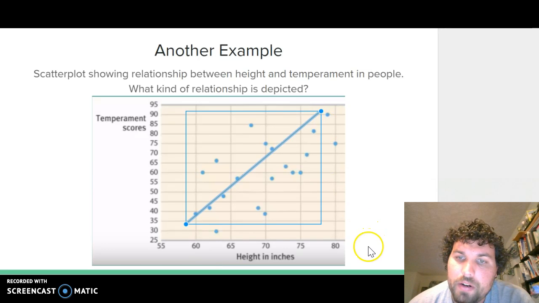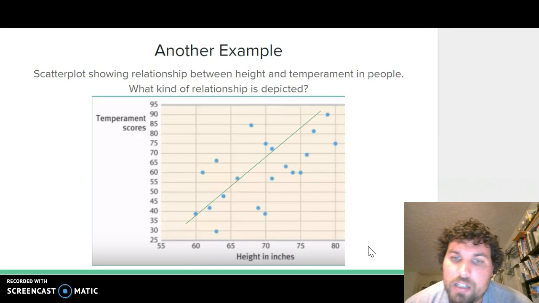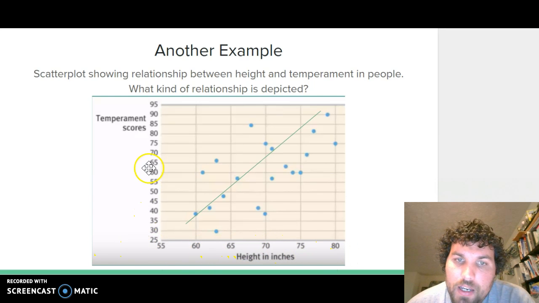And so what this will bear out is that it's going to be a positive correlation between your height in inches and your temperament score. So as your height increases, your temperament score is also going to increase. And so the correlation coefficient is going to be a positive 0.6 there, roughly.